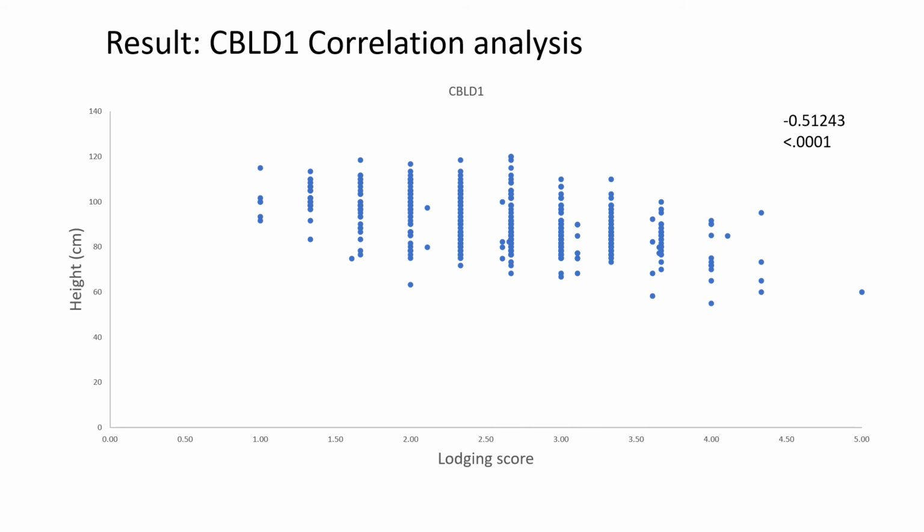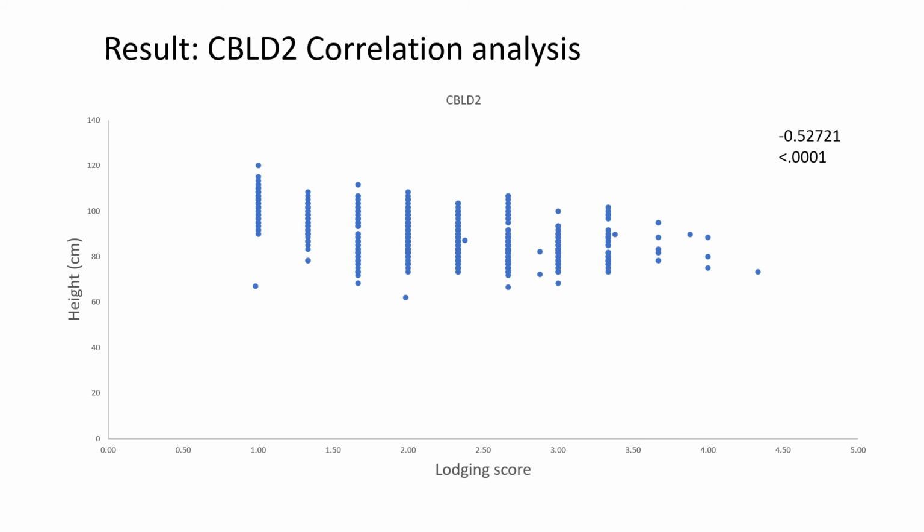For the CBLD1 correlation analysis, the graph shows a negative correlation with an R value of 0.5 between plant height and lodging score. A similar result was obtained from the correlation analysis of CBLD2, with a negative correlation between plant height and lodging score with an R value of 0.52.